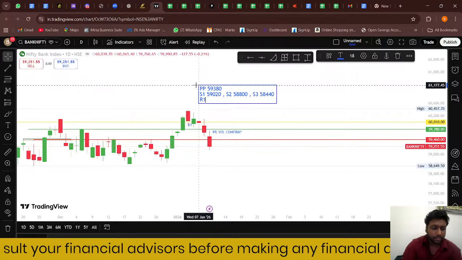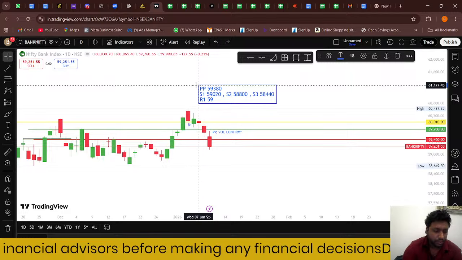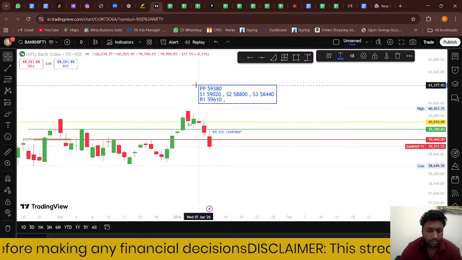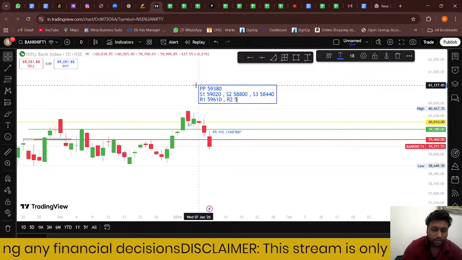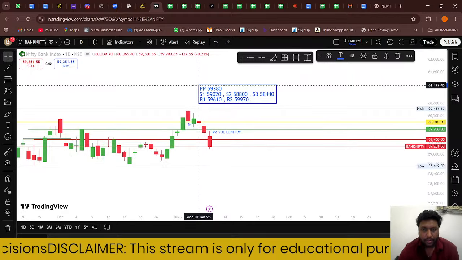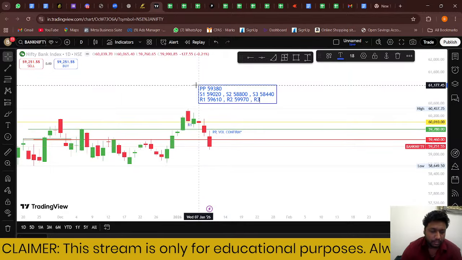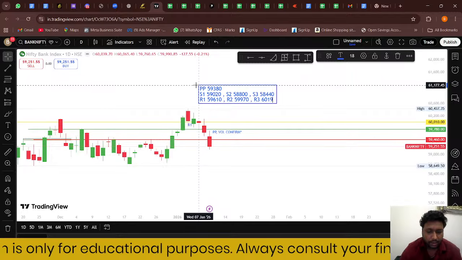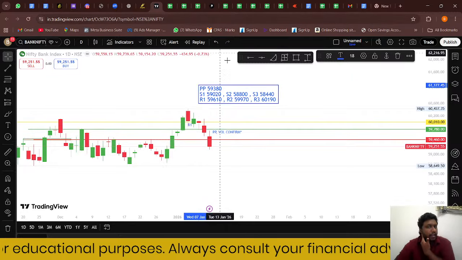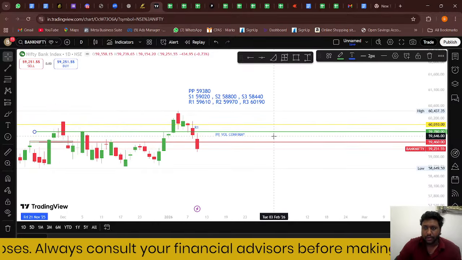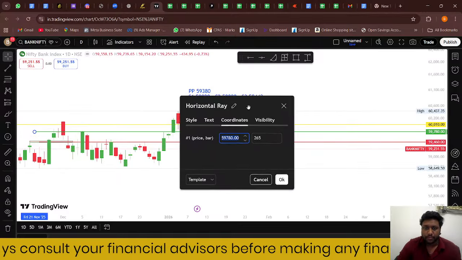And with respect to the resistance, 59,600, we will mark 610 as first resistance, and resistance 2 is at 59,970, and resistance 3 at 60,190. So these are the three supports and resistances with respect to Bank Nifty. Here we will mark it out and move on.